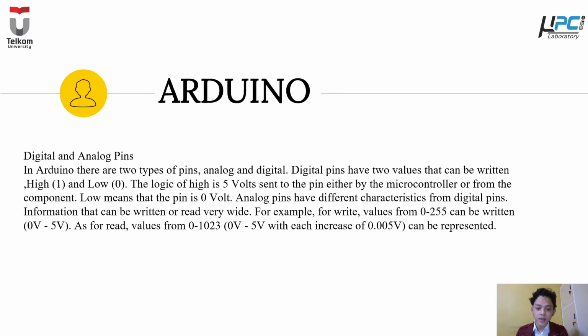Analog pins have different characteristics from digital pins. The information that can be written or read is very wide. For example, for write, values from 0 to 255 can be written, representing 0 to 5 volts. As for read, values from 0 to 1023, representing 0 to 5 volts, in increments of 0.005 volts, can be represented.